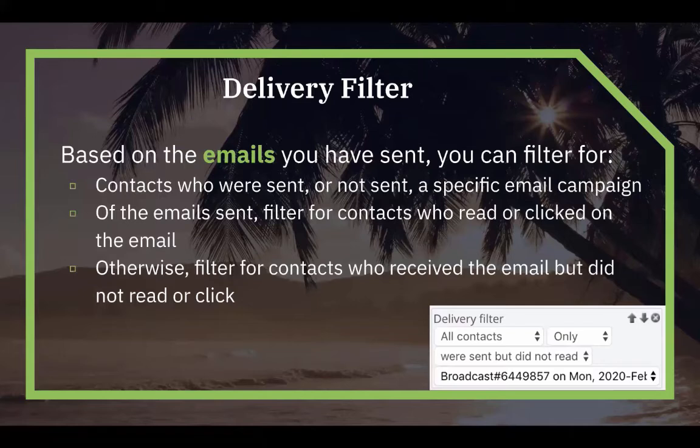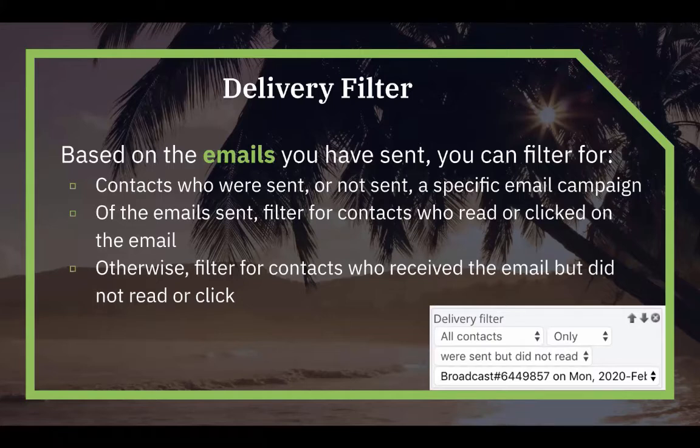Next is going to be the delivery filter. This is based on the emails that you have sent within your account, specifically the broadcast emails when you send it to a larger group of contacts. So within the delivery filter, you can filter for contacts who were sent an email or not sent an email. If they were sent an email, did they read or click on the email? Otherwise, if they received the email but did not even open it or didn't click on it, you can filter for that as well.